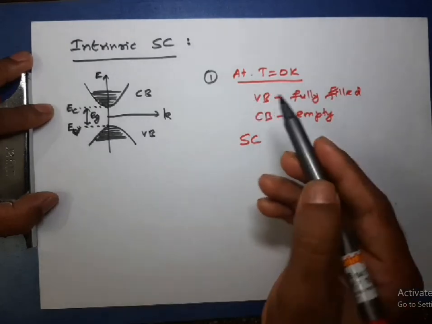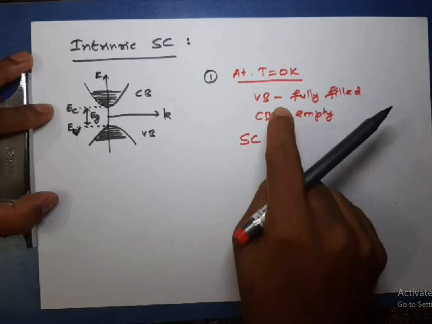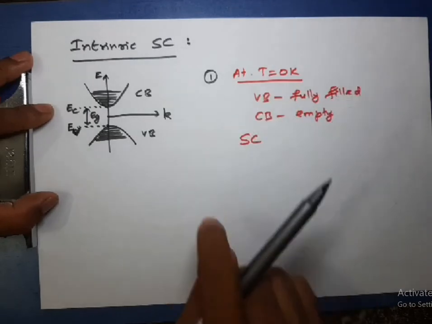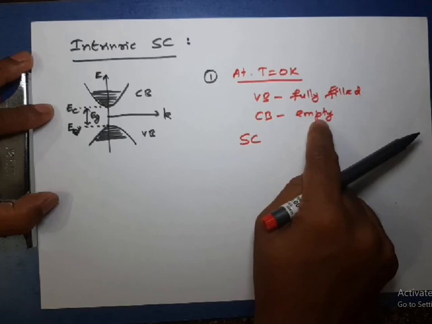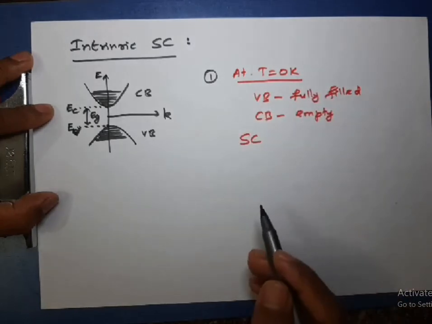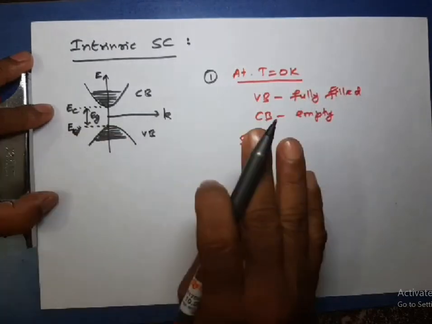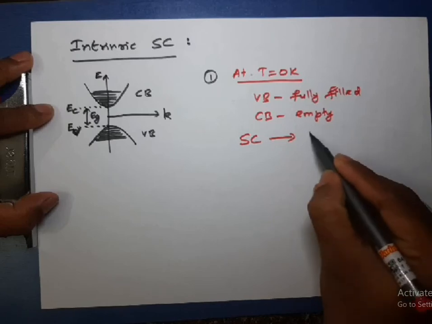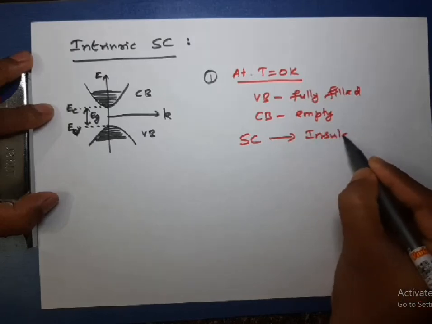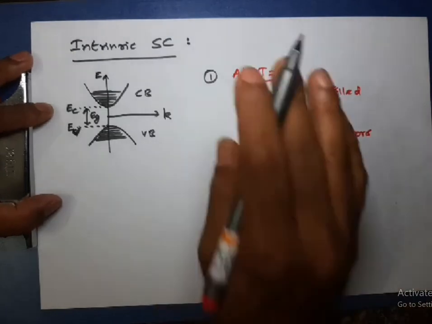What I'm trying to say is, the valence band is fully filled, so there are no mobile carriers available here. Similarly, the conduction band is fully empty, so there are no carriers available. Therefore, at 0 Kelvin, semiconductors do not show any conduction. Semiconductors actually behave like insulators at 0 Kelvin.